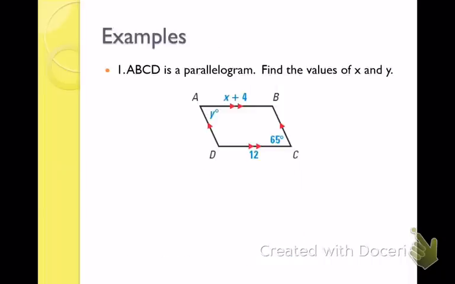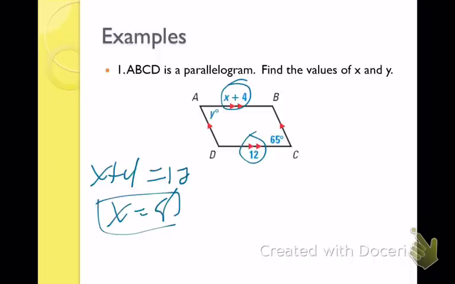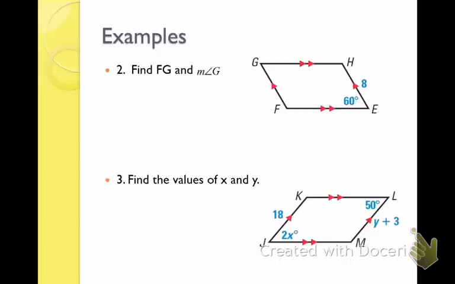Here, ABCD is a parallelogram, and so we need to be able to find the value of x and y. Well, because this is a parallelogram, I know that the opposite sides are congruent from one of those previous theorems. So we just set x plus 4 equals 12, subtract 4, and x is going to be 8. I also know that the opposite angles are congruent, so y has to be 65 degrees. Right? As long as you know your properties, these become pretty easy. Example 2 and 3. Stop the video, come up with some values, start it back up, and see if you've gotten them right.